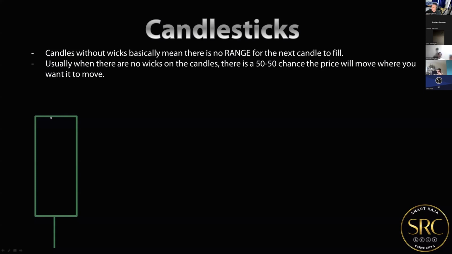If a bullish candle has no wick on the top, this means there's no range for the next candles to move up. If this candle had a wick on the top, the next candle could come down and move up, because you've got this range here to the left-hand side. Now, if this candle has no wick on the top, this means there's no range. This also means that the price never made a high. It just closed. This means there's a 50-50 probability that the next candle can continue to push up.